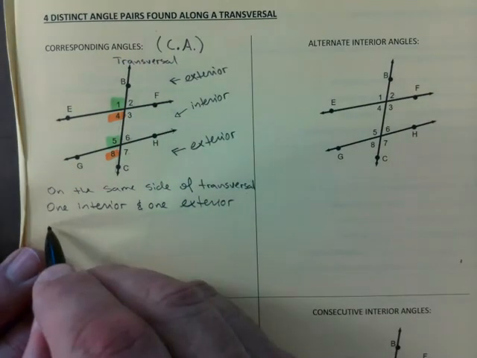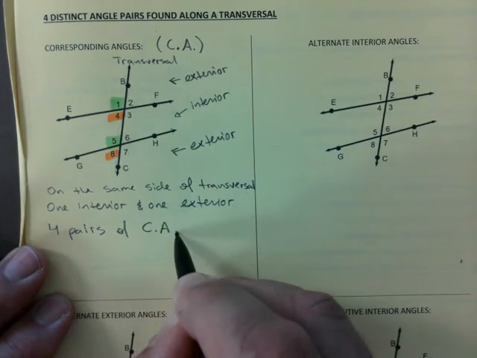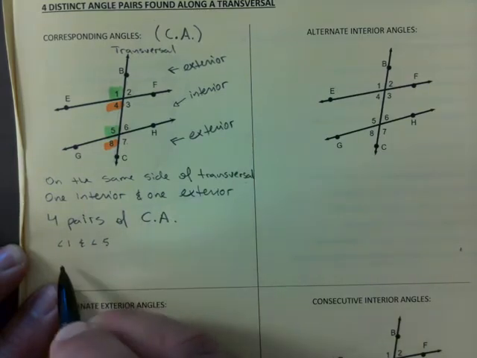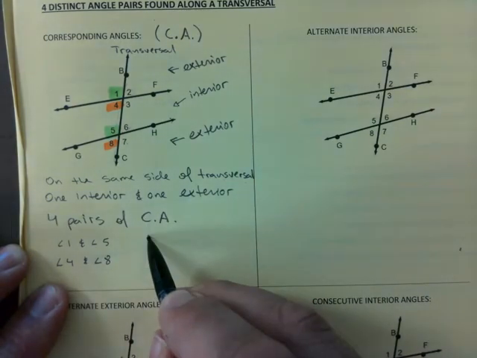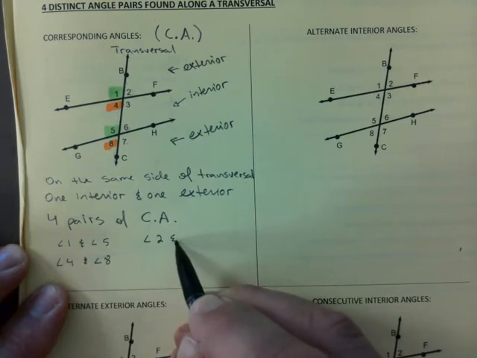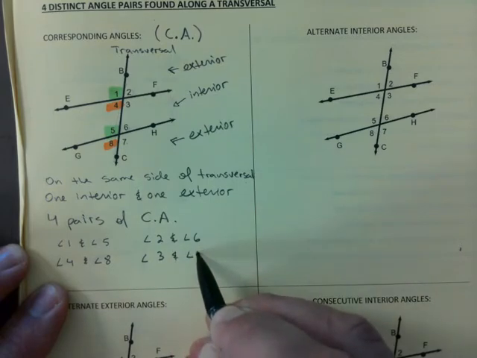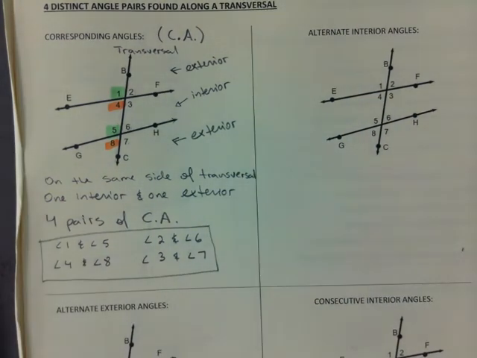So 4 pairs of CAs. It would be angle 1 and angle 5, angle 4 and angle 8. And on the other side of the transversal, it would be angle 2 and angle 6, angle 3 and angle 7. Okay, so these are my 4 pairs of angles. They have a name, and I need you to be able to tell me. If I say, list all the pairs of corresponding angles, you should be able to do it.